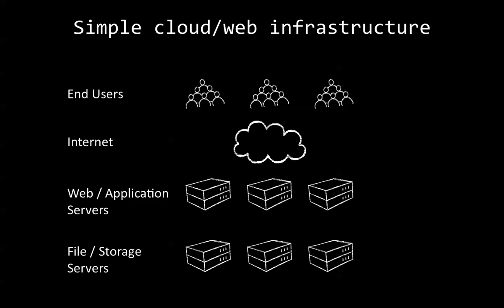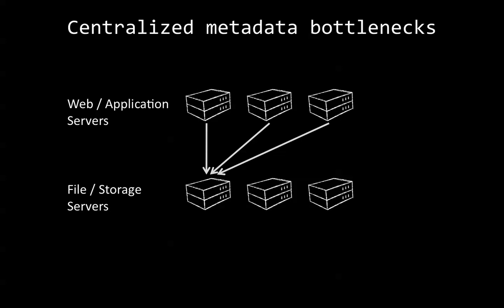Let's take a look at a simple cloud and web infrastructure. Of course, we've got end users who are accessing the internet and in turn going to a set of web and application servers that are supported by a series of file and storage servers. Now, in a centralized metadata approach, we often get bottlenecks because all of the requests coming through the web and application tier are going to a single location in the file and storage tier.